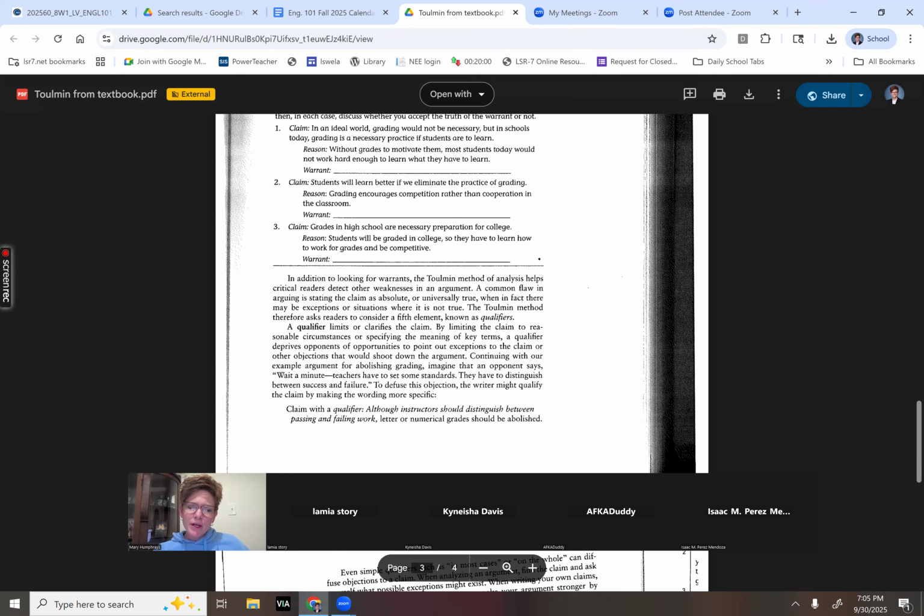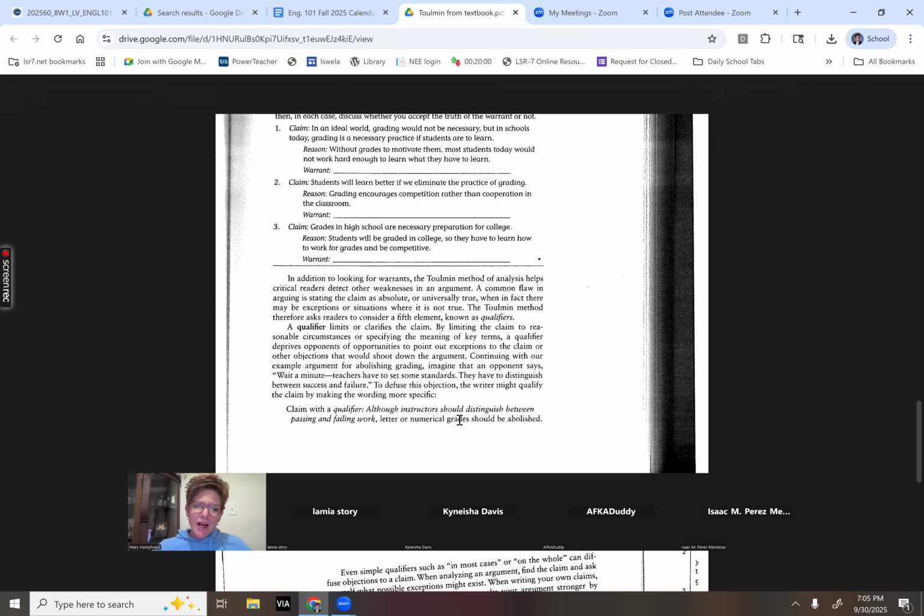What I like, though, or I like a lot of things about the Toulmin model, I'm not going to lie to you, but I do like the qualifier, right? And it gives you an example down here of a qualifier. So a qualifier simply acknowledges that the claim may not be true in all circumstances. And so it does give you a little bit more room for some outliers that might exist. And so here they've given us a claim with a qualifier.